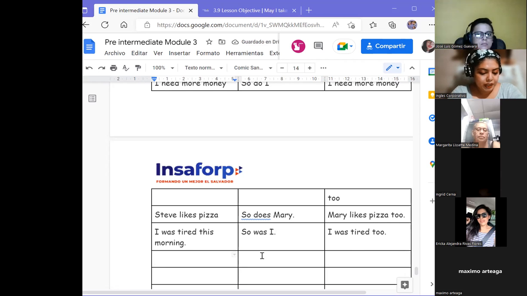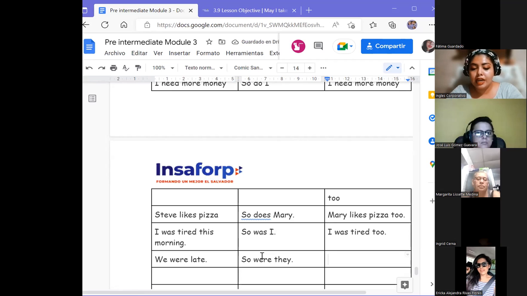Then we have, we were late. We were late. Again, we are using the past of the verb to be. We are going to use the same structure in the answer. So were they. And in the long sentence, they were late too.